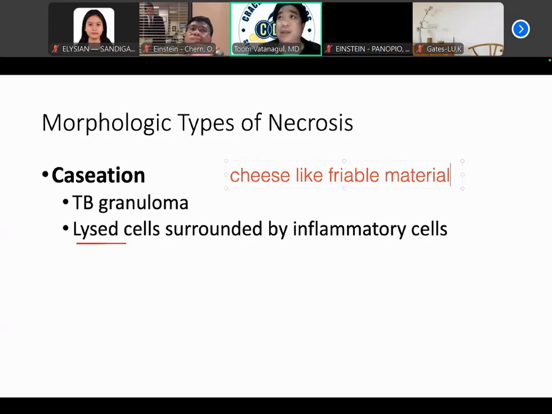Now, can anyone tell me what substance is responsible for caseous necrosis in tuberculosis? What substance? Okay, so we have the presence of the phosphatides. Okay, the phosphatides are responsible for the caseous necrosis. Again, the phosphatides are responsible for the caseous necrosis.